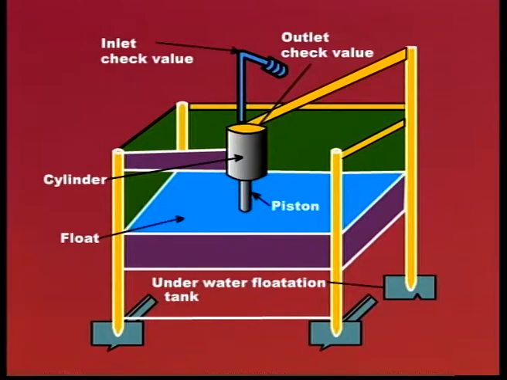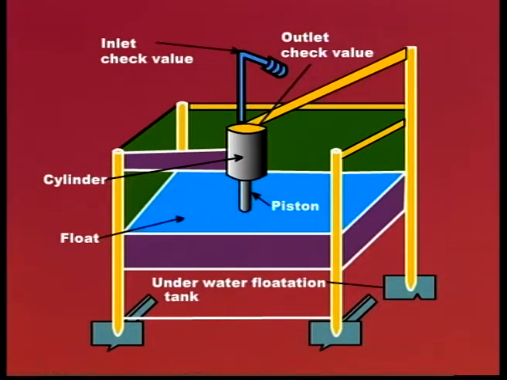A schematic diagram for doing this can be seen in the next visual. Kindly take a look at this figure. What we have is a rectangular floating platform, which you see as a float here, and this platform is floating on the surface of the water, and as the surface of the water goes up and down, this platform also goes up and down. It is guided by means of 4 pillars, as you can see, so that it maintains its position.